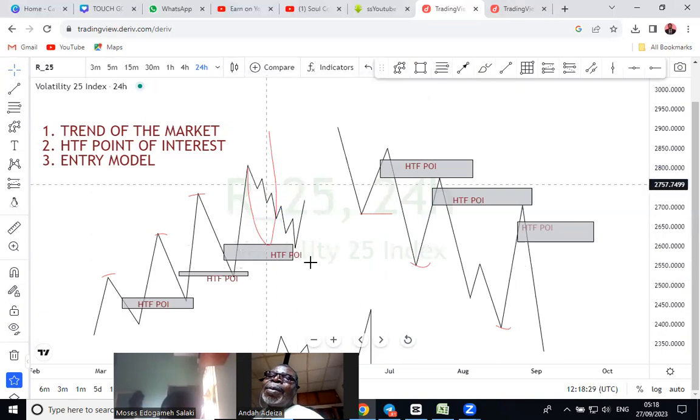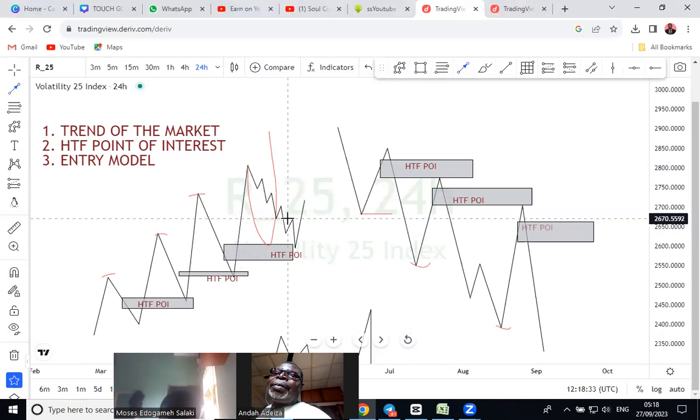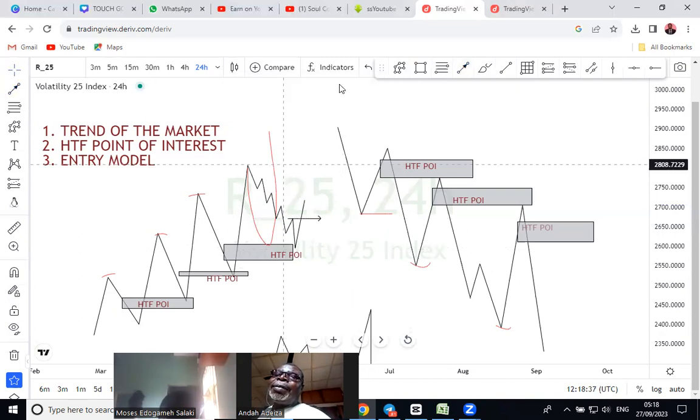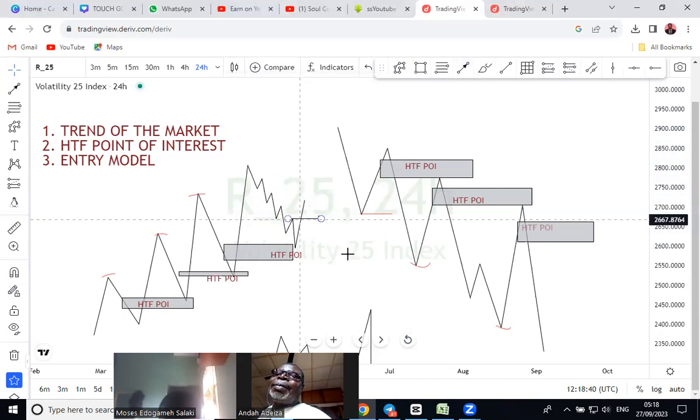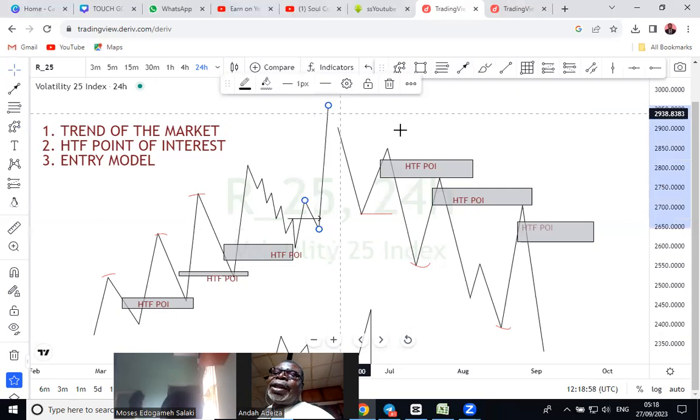You see, price was bearish, now price is bullish because price has broken this point. So this one I refer to as a break of structure. So this becomes your entry model. All right. Allow price to give you this kind of model. Once it gives you this kind of model, then you can now enter from this zone. Allow price to return back for a test.